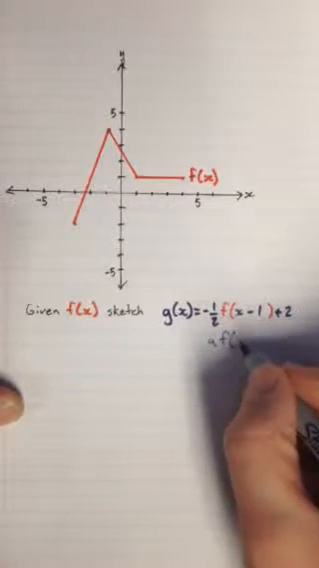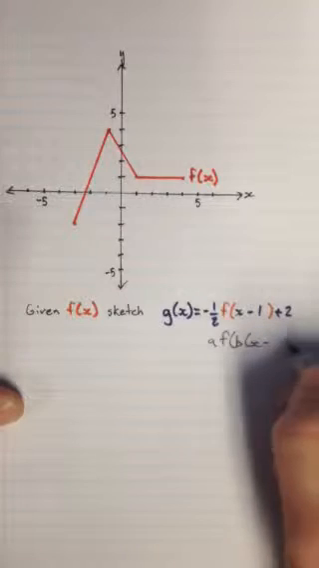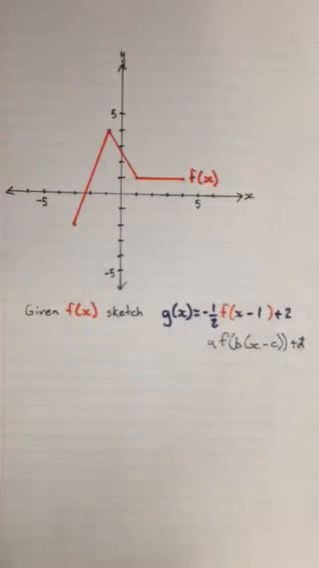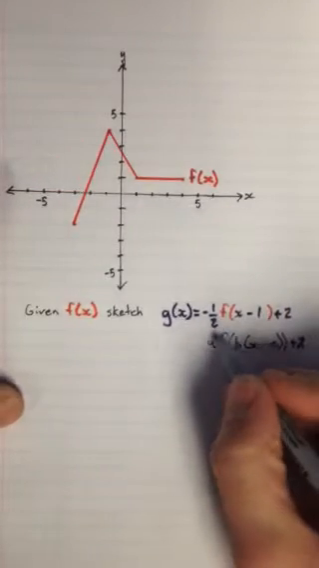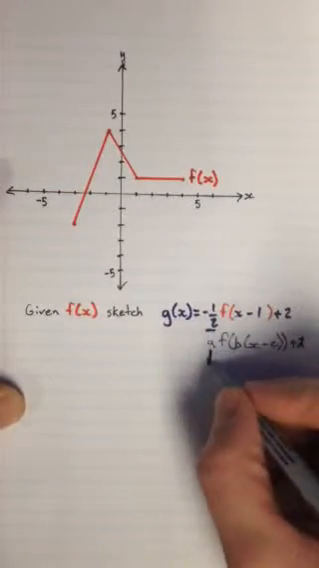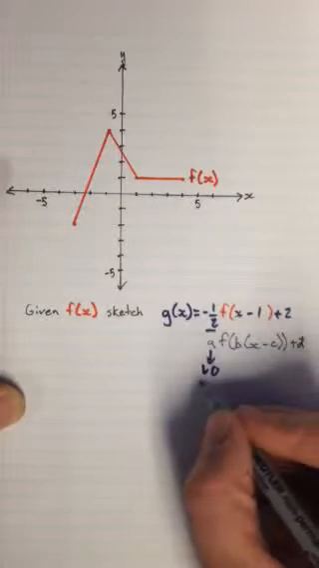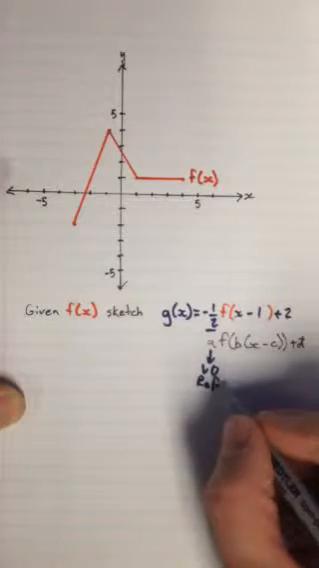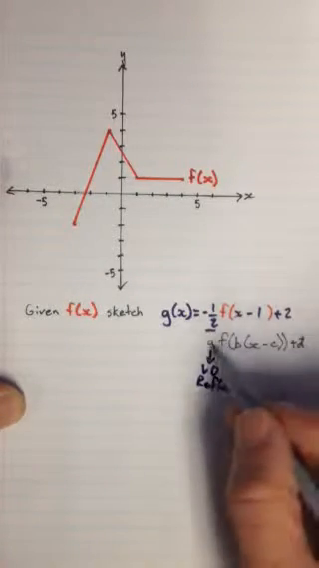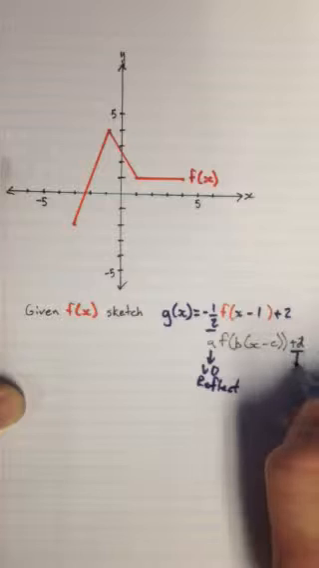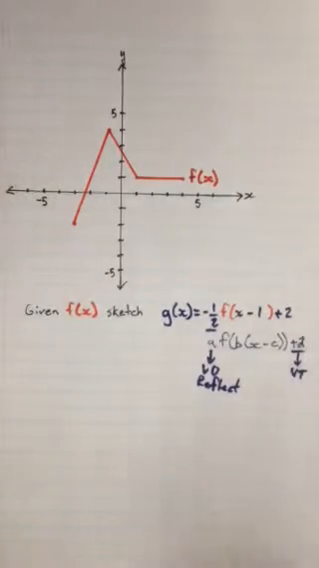a f of b x minus c plus d. Now, because these parameters line up so nicely, we can easily tell that -1/2 is our a value, which is a vertical dilation. And because it's negative, it also is a reflection. Again, looking on the outside of this function notation, we see this plus d. This is a vertical translation. That means we're going to move the entire thing up 2 units.